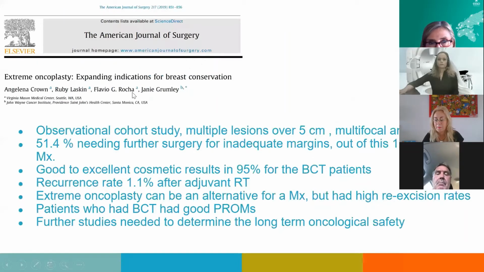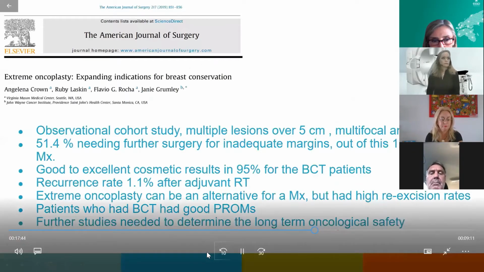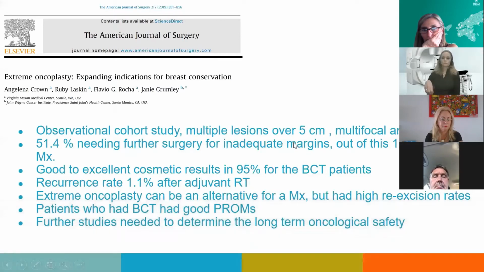Again, another example of extreme oncoplasty and how we can expand the indications for breast conservation. This is an observational cohort study published in 2019, so recent data, for multiple lesions over 5 centimeters, therefore multifocal and multicentric disease. What is interesting is that this study showed a 51.4% need for further surgery due to inadequate margins, a very large number of reoperations. Half of the patients needed a second surgery. And out of the second surgeries, 12.6% elected for a mastectomy.